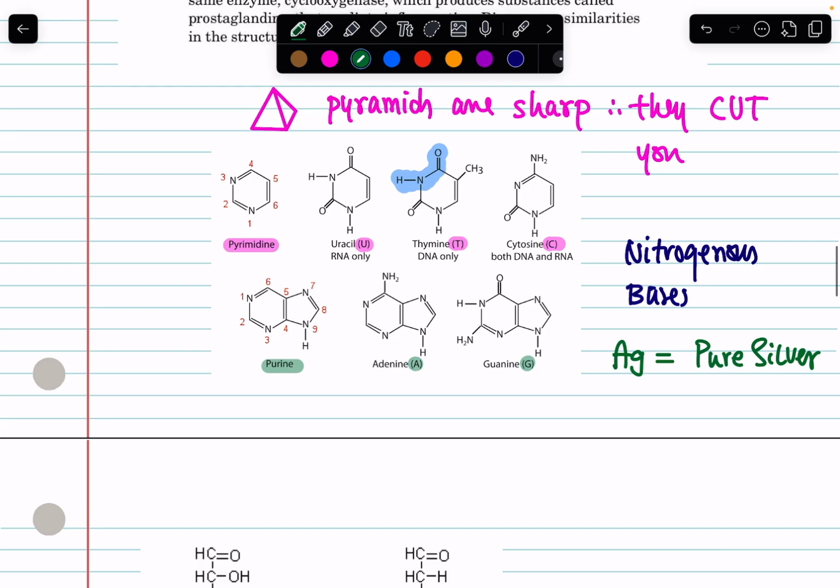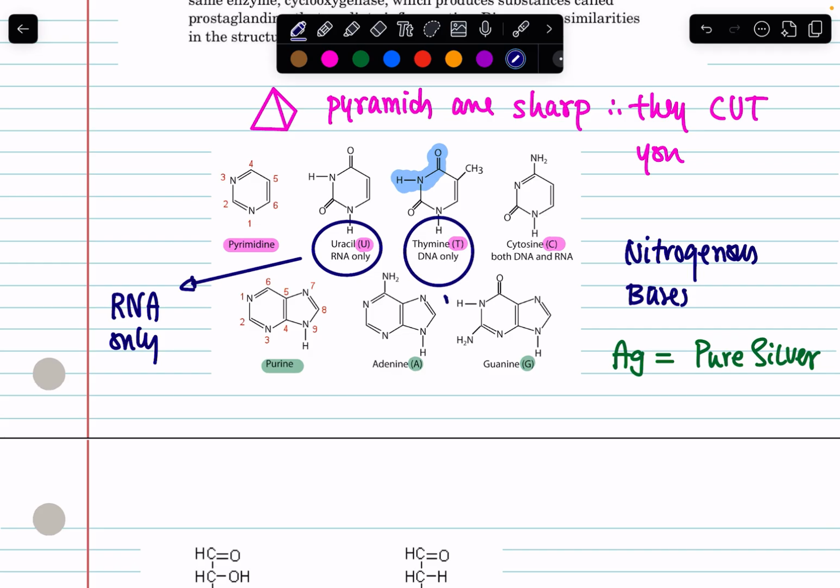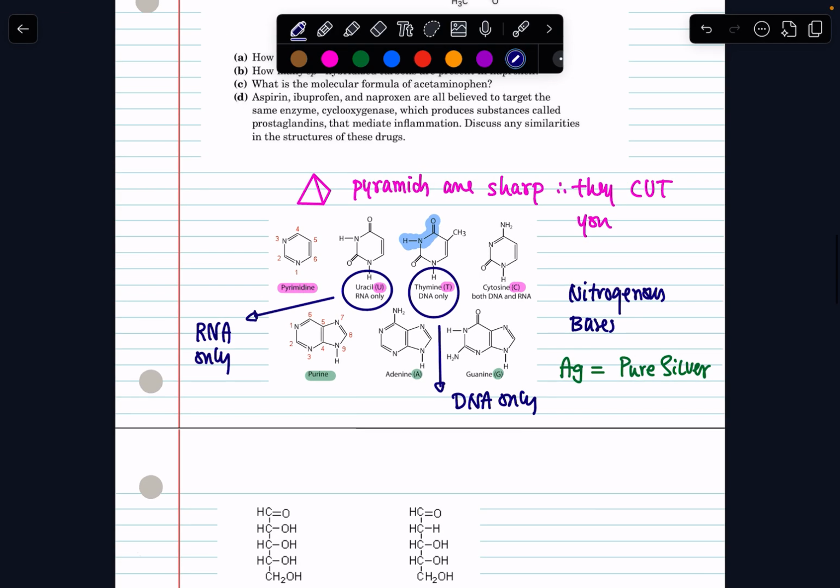Now, for those of you taking biology, it's important to know that uracil is found in RNA only, and then thymine is only found in DNA. That's also important to know.